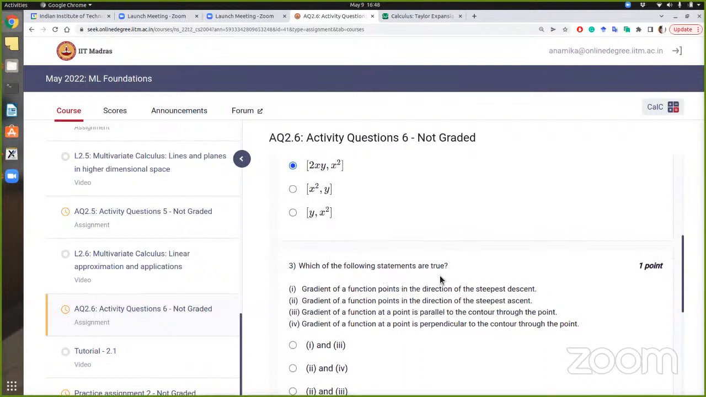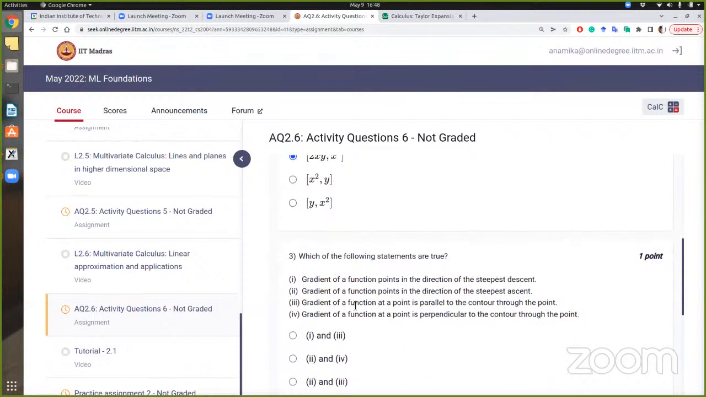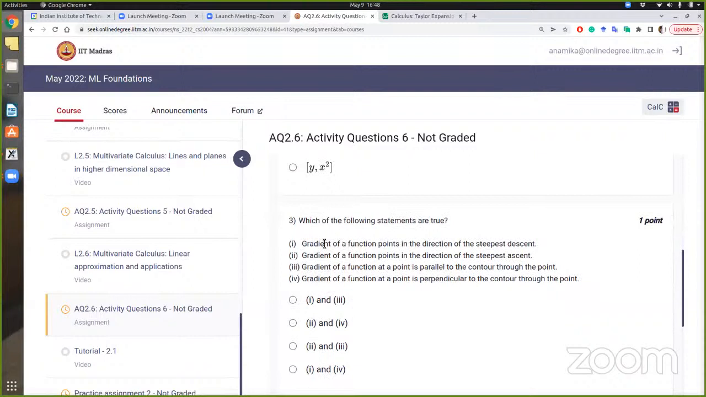Which of the following statements are true? Gradient of a function points to the direction of steepest ascent or descent. Ascent. Correct. Gradient of a function always points to the direction of steepest ascent. So the second option is correct.